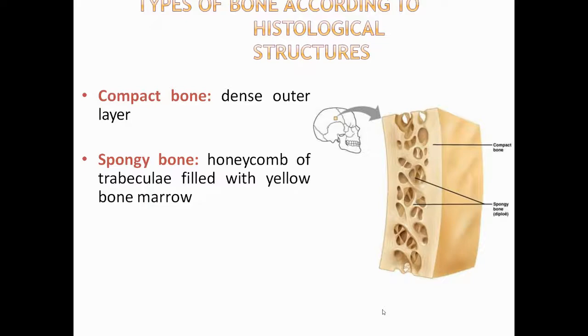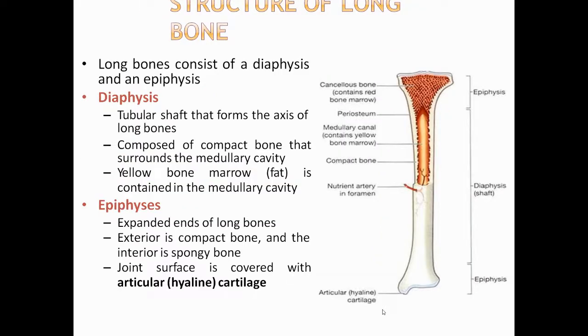Types of bone according to histological structure. There are two types: compact bone and spongy bone. Compact bone is the dense outer layer, and spongy bone is a honeycomb typically filled with yellow bone marrow.